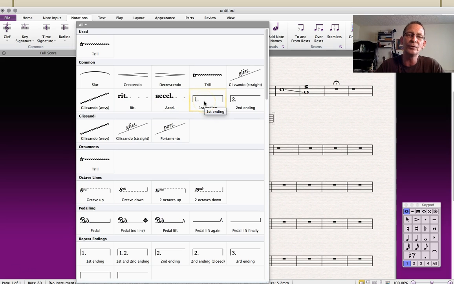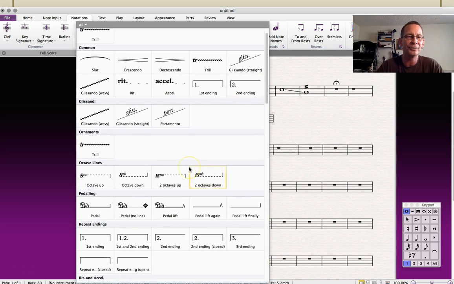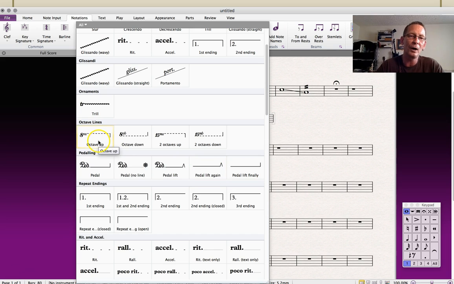Here is the first ending. You might see this at the end of a piece of music, and it's going to show you the first ending, and then want you to go back and come to the second ending. That's a pretty easy concept to understand. Things like this we've talked about, 8va and 8vb, playing one octave up or one octave down, or 15ma or 15mb, two octaves up or two octaves down.